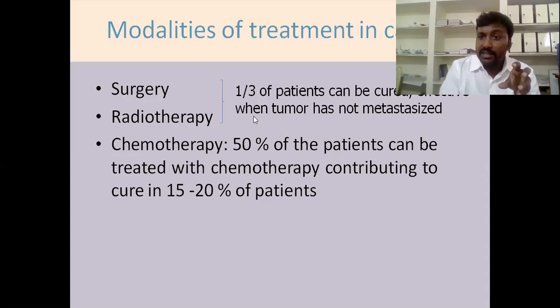So that's why he's telling: surgery and radiotherapy cure effectively. Effective treatment is surgery and radiotherapy when the cancer has not metastasized; then it is cured. Chemotherapy can be given to 50% of the patients, contributing to cure in 15 to 20% of the patients. Any patients we can treat with chemotherapy, 50% of the patients we can get, but the outcome is that only 15-20% of patients are cured.